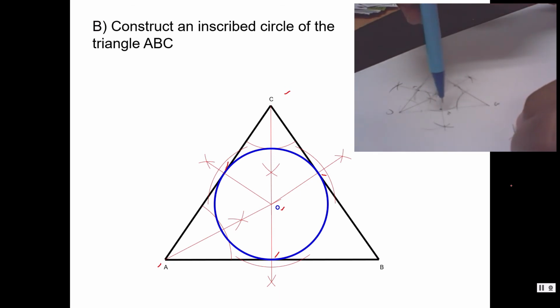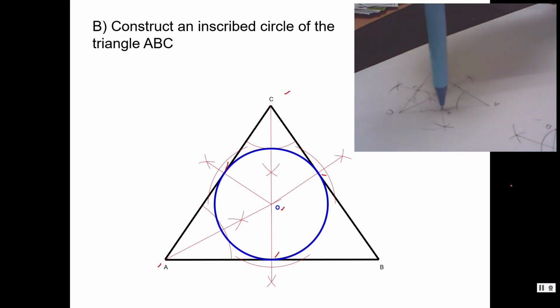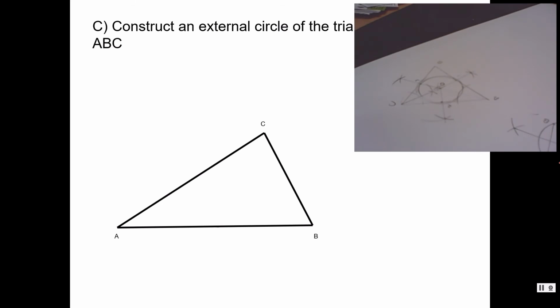So the radius of the circle should be the distance from O to this point, either 2, 3 or 1. Yeah, so I'm just going to start with 1. And then we just draw one circle here that is going to touch the triangle at a specific point. Okay, so that's about constructing the inscribed circle of triangle ABC. Okay, what about constructing an external circle of a triangle? So let's just watch it.